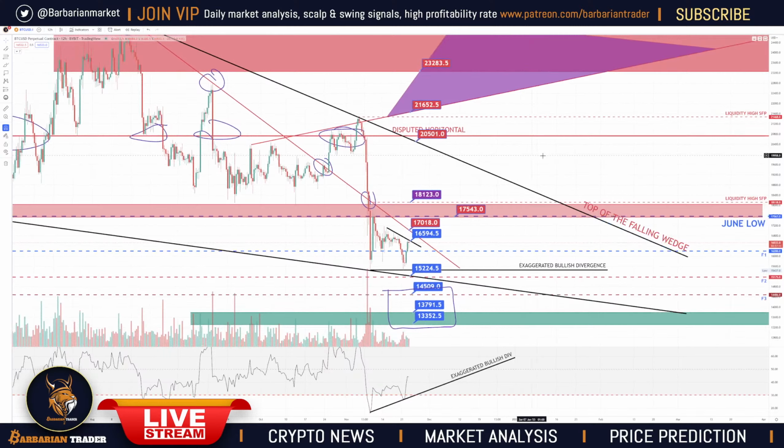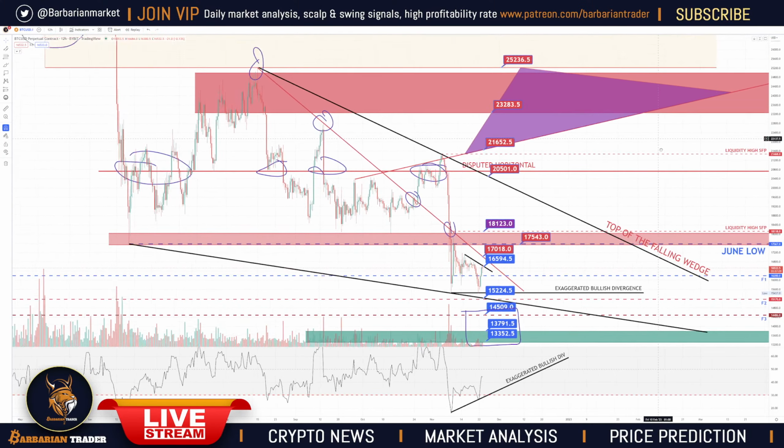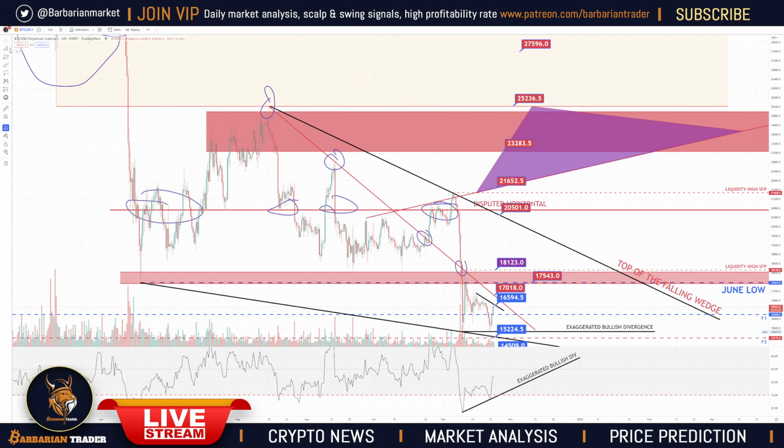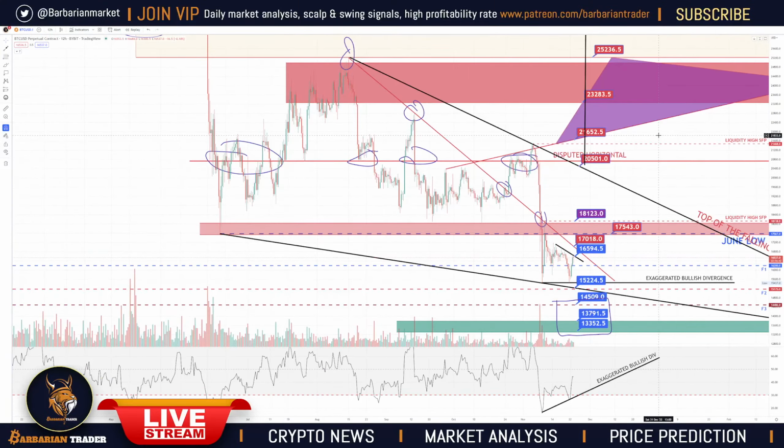If this falling wedge plays out again, let's extrapolate this, the price can go pretty nicely up. There you go, 26,600, 27,000, something like that, depends. I put here 27,500 because it's the bottom of the huge rising wedge from the monthly. All right, so we made a lot of drawings on the charts.